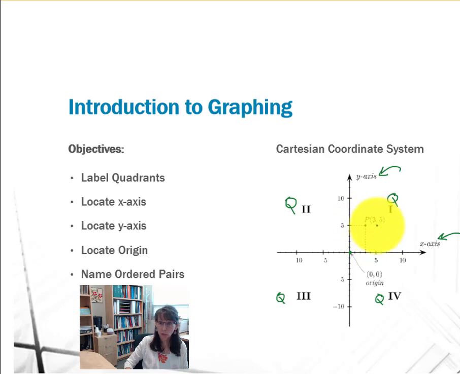So you can see that 3, 5 is a point given to us. So the way we get to that ordered pair is go 3 units positive for x and then 5 units positive for y. And that location is the ordered pair 3, 5.